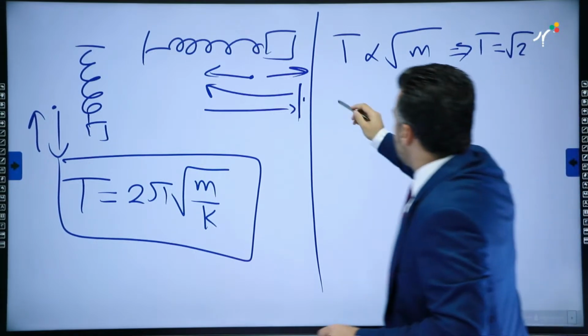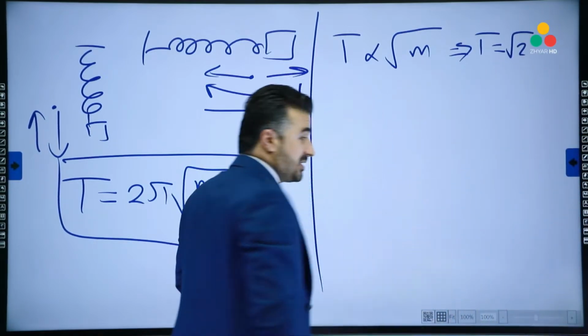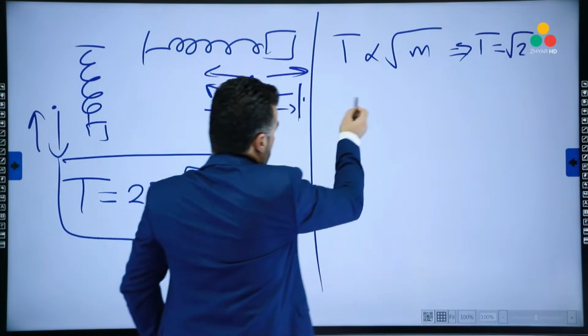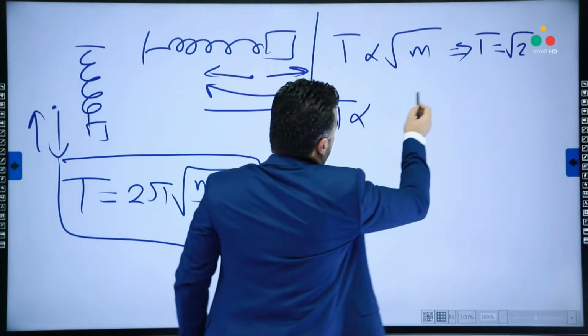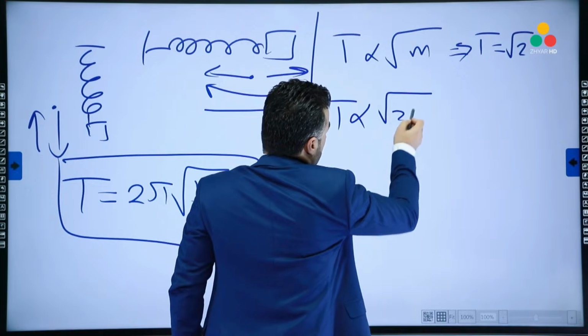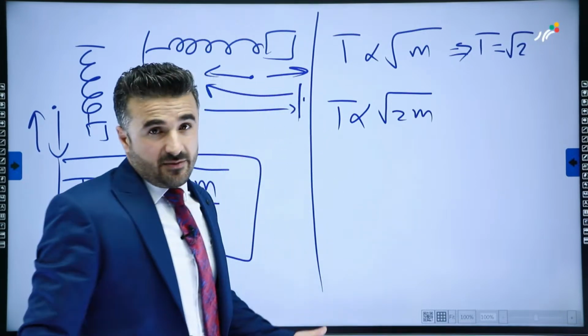Take a look here. Let's say the mass is doubled. Watch this. Here is the period, and of course, it's directly proportional to this. If the mass is doubled, that means 2 times the mass.